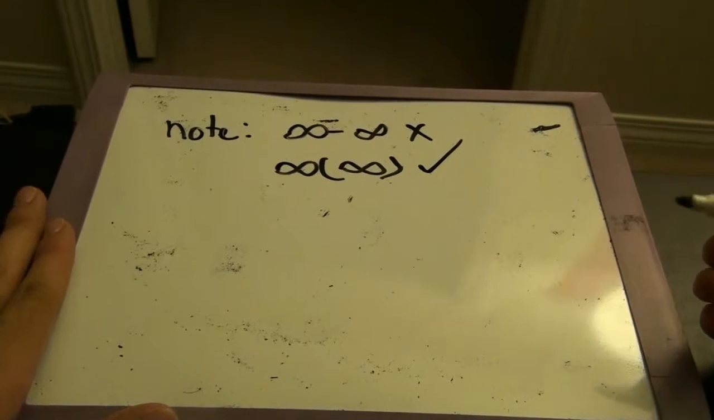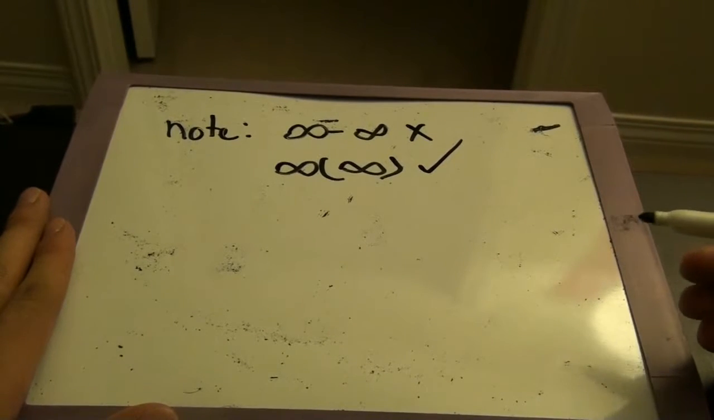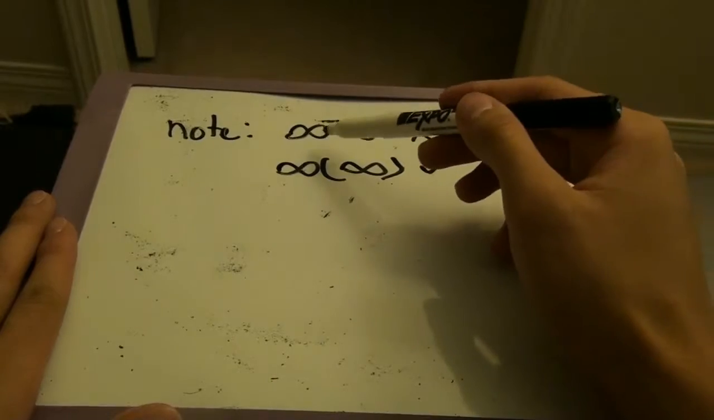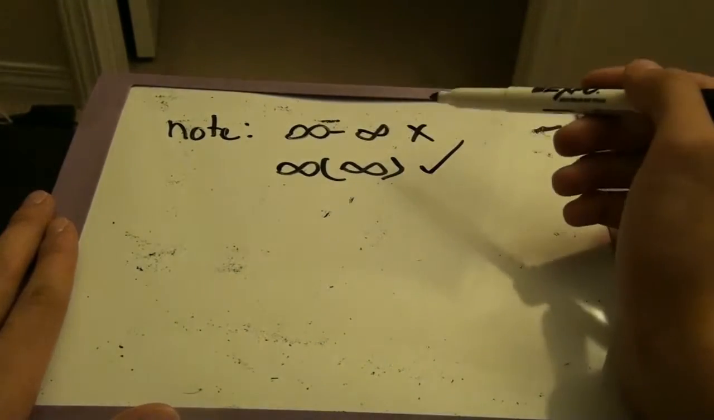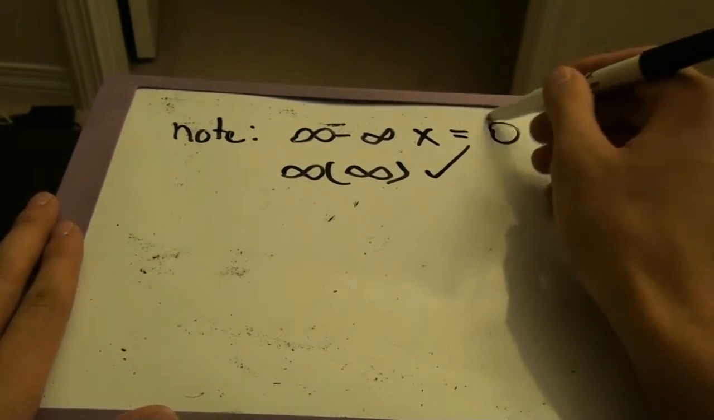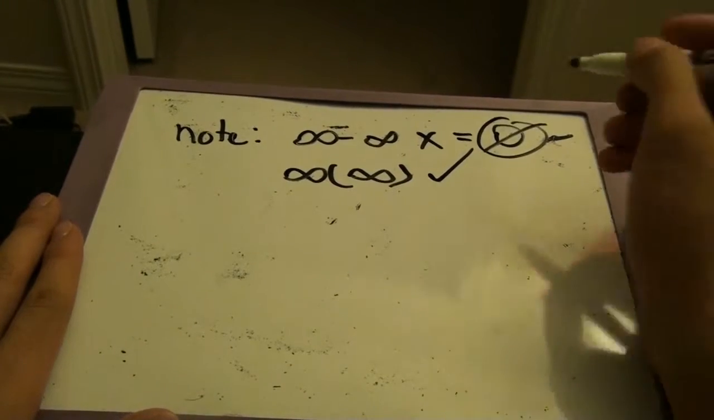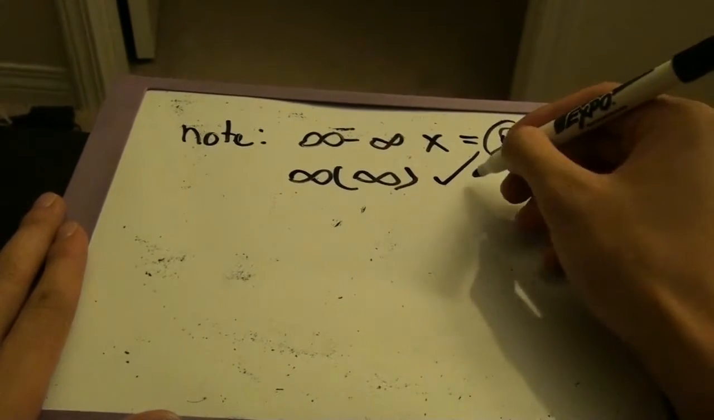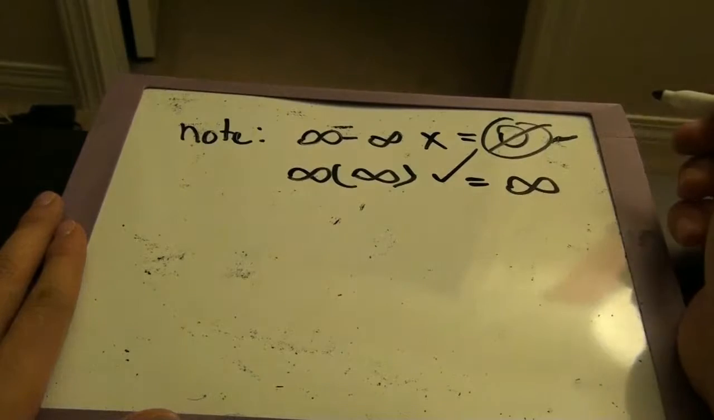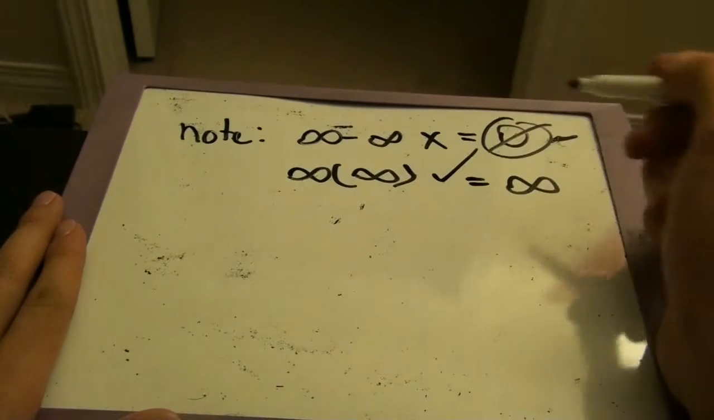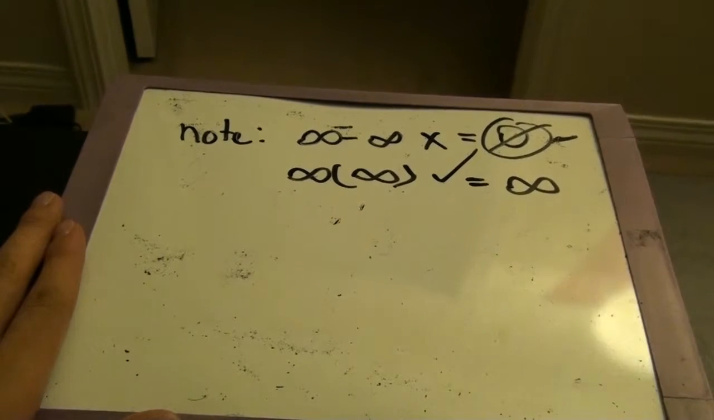Now, a little side note and a common student mistake is that sometimes they treat infinity like an actual number, but it's not. It's an idea. So because of that, we can't subtract infinity from infinity. That does not equal 0. That is wrong. But if we multiply infinity by infinity, that will equal infinity. So we cannot add or subtract infinity, but we can multiply.